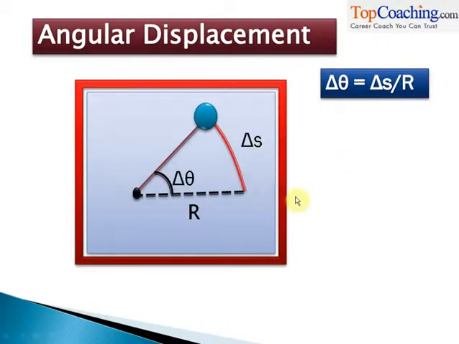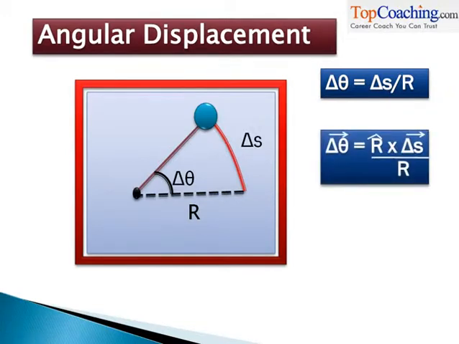Now we know that the arc of a circle and the angle subtended by the arc at the center of the circle are related by the equation delta theta equal to delta s by r. So the angular displacement is equal to the linear displacement divided by the radius of the circle. You see, delta s is the linear displacement of the ball. The interesting thing here is that the angular displacement is actually a vector quantity. That's interesting, but this is true.